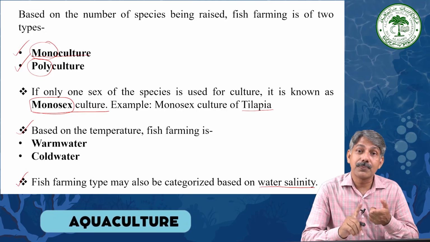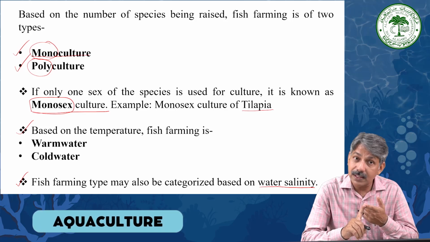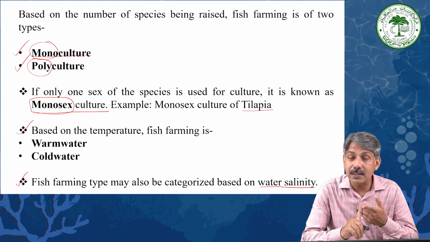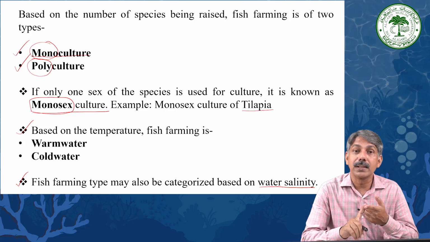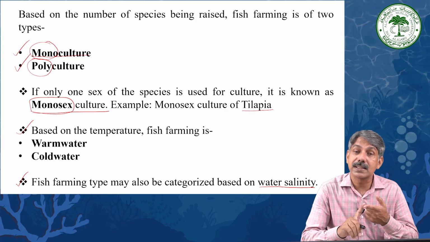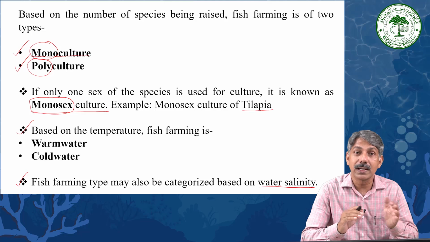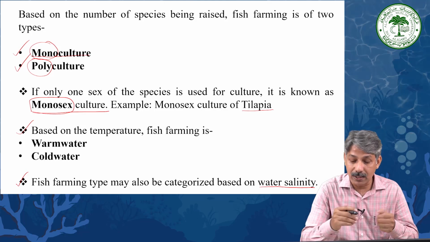So, if the fish is being raised in zero salinity conditions, then it will be known as a freshwater aquaculture system. If it is raised in 35 ppt salinity, it may be referred to as a marine water aquaculture system. If it is being raised in intermediate salinity between freshwater and marine water, then it will be referred to as brackish water aquaculture.